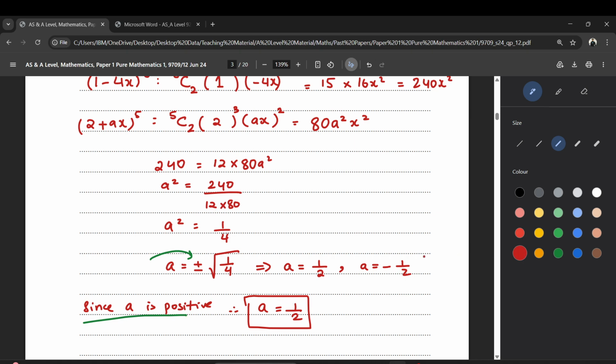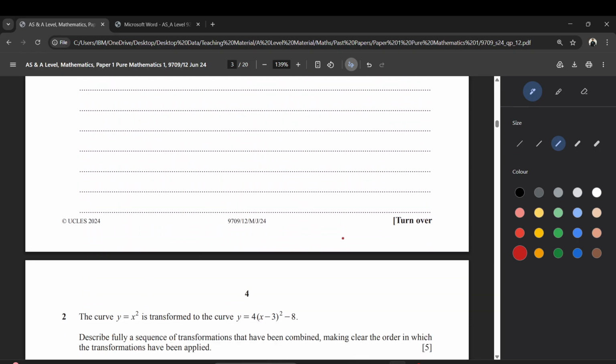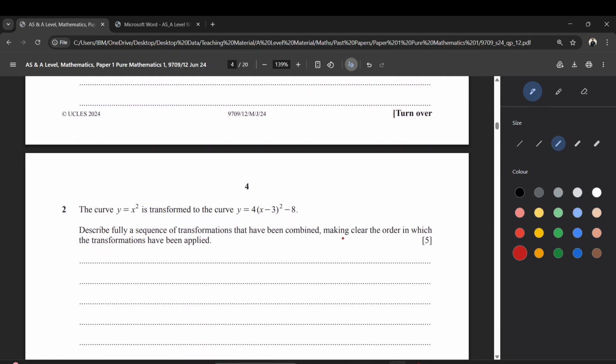Okay. All right. Let's move to question number 2. The curve y equals x squared is transformed to the curve y equals 4 times x minus 3 whole square minus 8. Describe fully a sequence of transformations that have been combined, making clear the order in which the transformations have been applied.